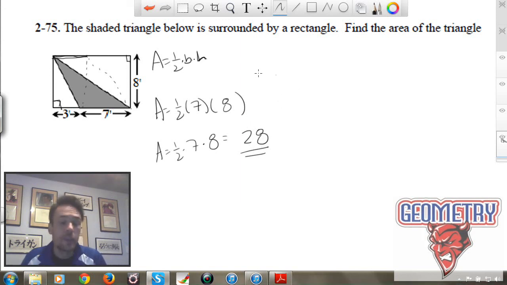The idea they were trying to get across was this idea of an oblique type triangle, where the height is not going to change as long as you know that it's perpendicular to the base.